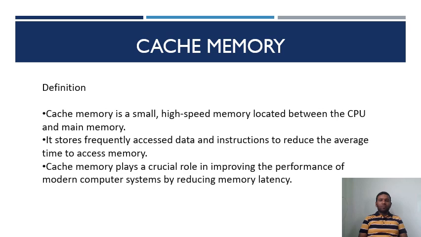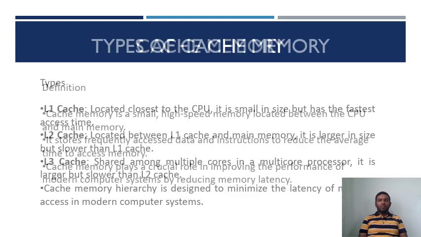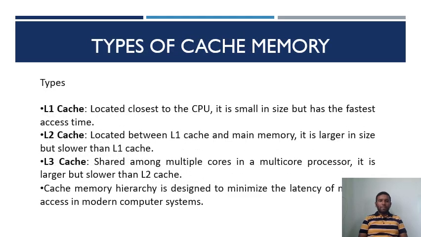Cache memory is a small, high-speed memory located between the CPU and the main memory. It stores frequently accessed data and instructions to reduce the average time to access memory. Cache memory plays a crucial role in improving the performance of modern computer systems by reducing memory latency. This is about the cache memory.